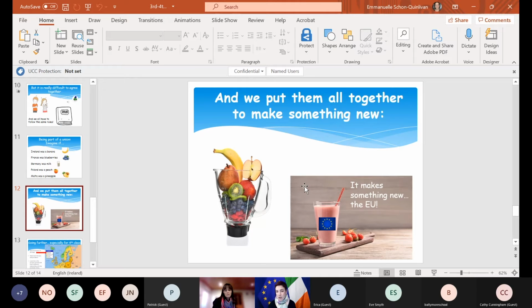I usually put the European flag on the blender, and when I piloted it from juniors to fourth, because we do this activity from juniors to fourth, it's only fifth and sixth we don't, the children loved it and got it straight away. It smelt of banana because Ireland was in there, and it was blue thanks to the blueberries, and it was liquid because of the milk.